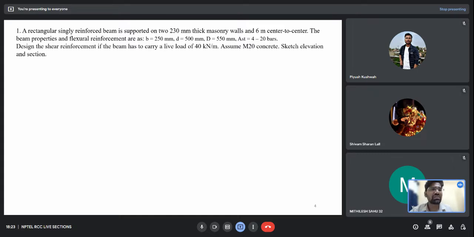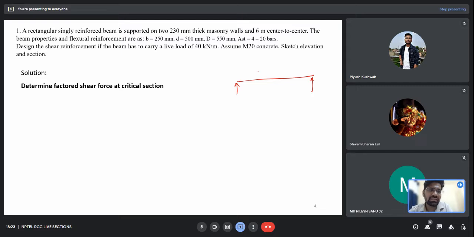There are 4 bars of 20 mm diameter. We need to design the shear reinforcement if the beam carries a live load of 40 kilonewton per meter. Assume M20 concrete. Okay, so let's look at the solution. Firstly, we need to determine the factored load. In any problem, we first know that they have given a beam. This is the beam. It has a length of 6 meters center to center.